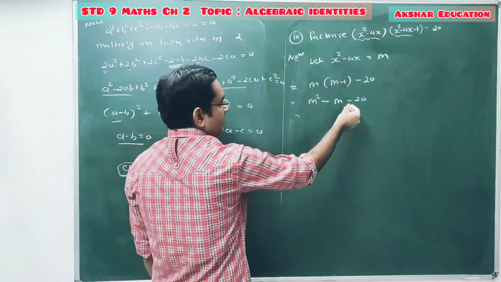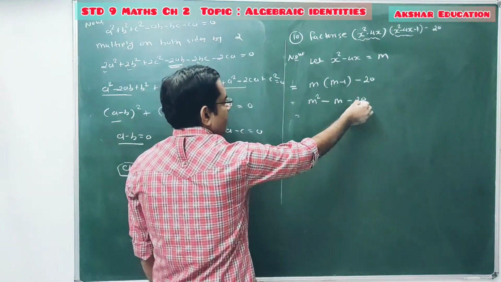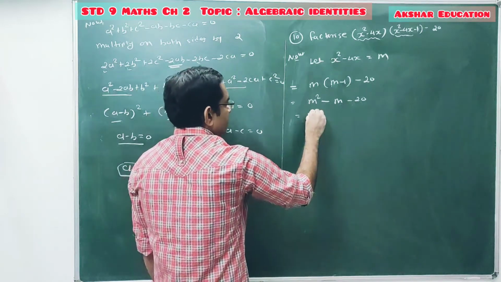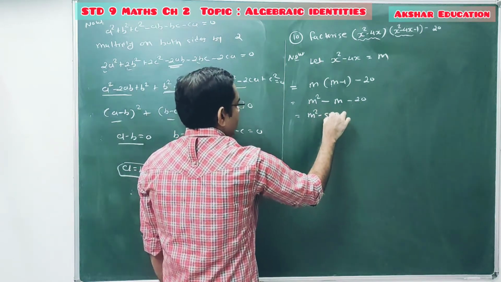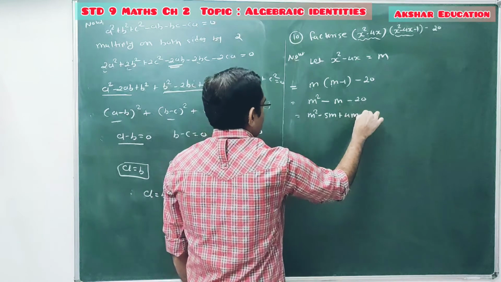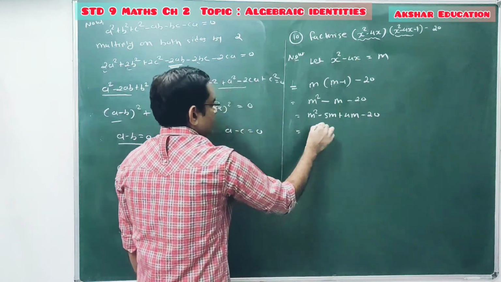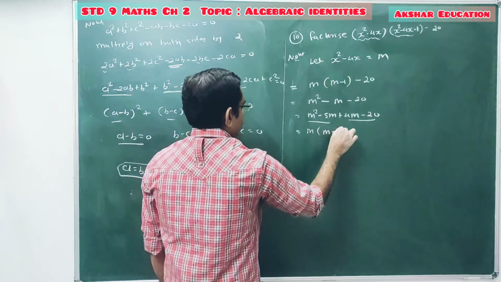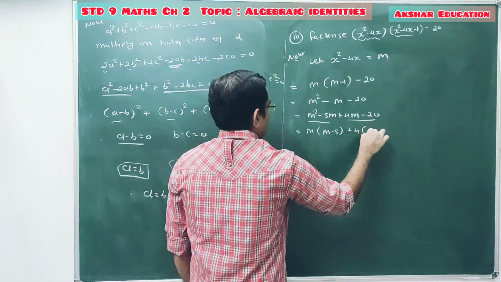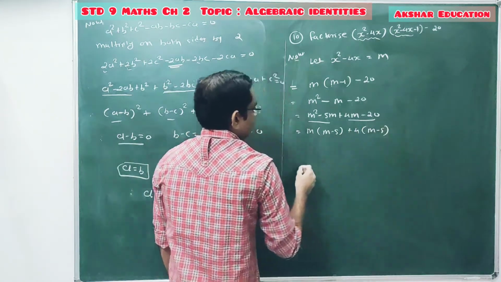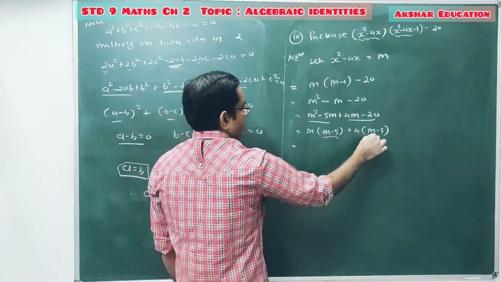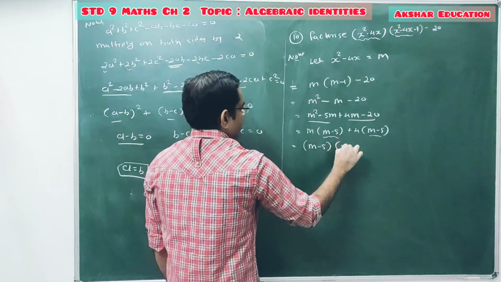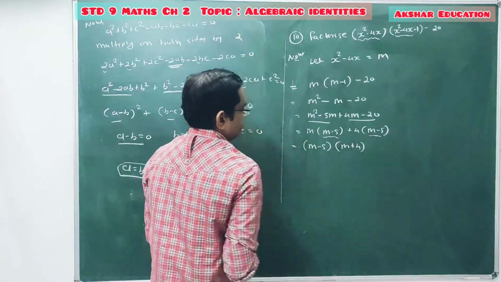So what is the factorization? By splitting the middle term. Factors of 20 whose subtraction is 1. So 5 fours are 20. So splitting the middle term is m square minus 5m plus 4m minus 20. So first group, second group. So here m is common. So it's m into m minus 5. Plus 4 is common. So it's 4 into m minus 5. Now again this m minus 5 is common. Remaining terms are m plus 4.